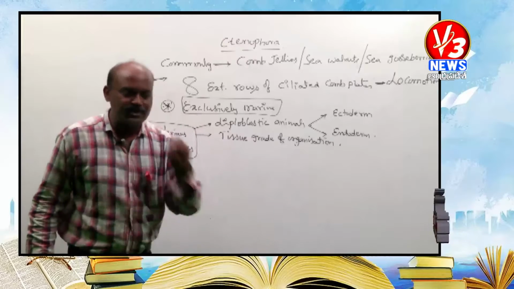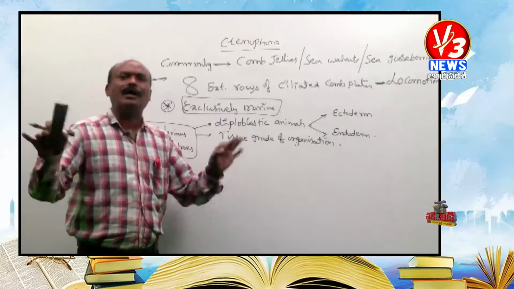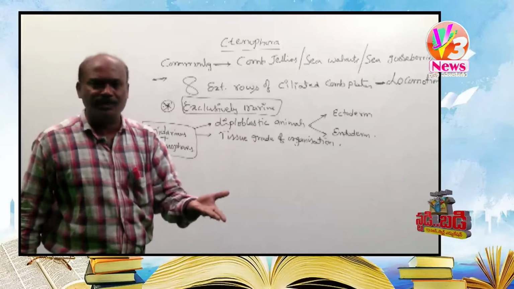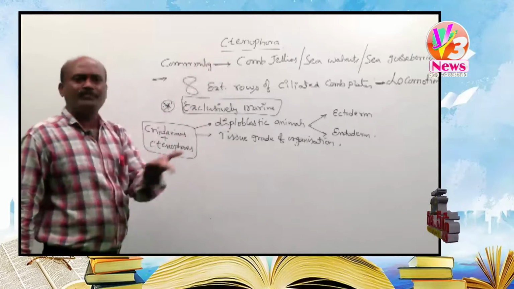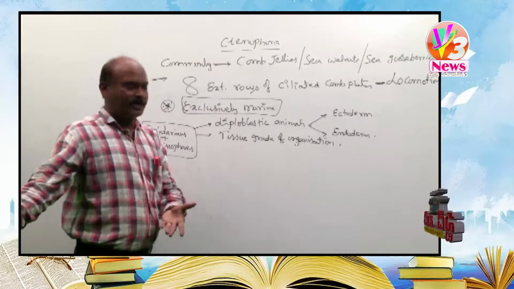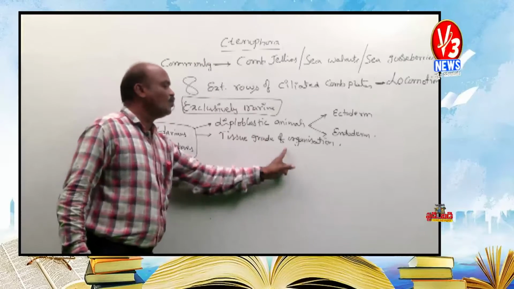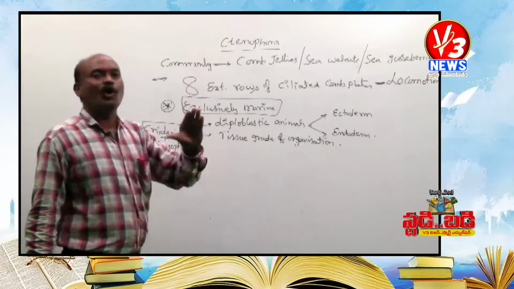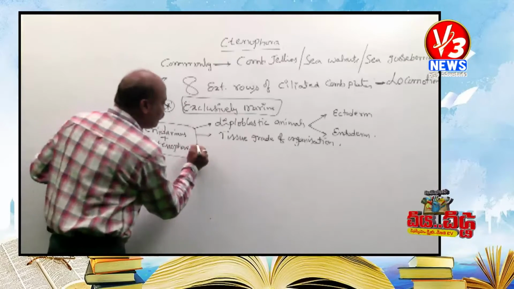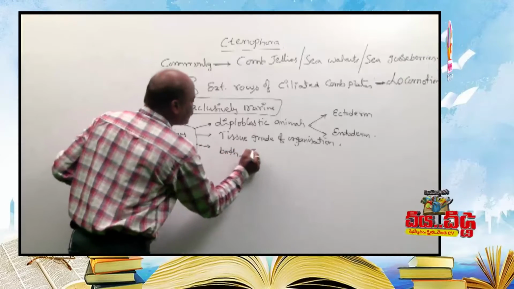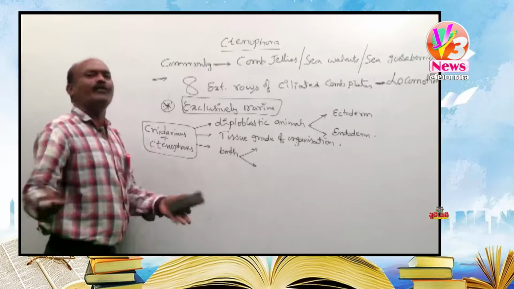Yes, in yesterday's class we discussed that for the first time in the animal kingdom, nerve cells and sensory cells appear in coelenterates, that is cnidarians. This is also one group of coelenterates. That's why tissues are present. So they exhibit tissue grade of organization. That is one common character.